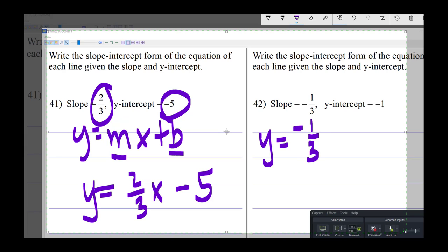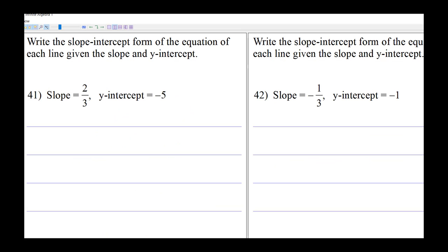Number 42, y equals, that's a negative 1/3. Make sure you pay attention to that. X and minus 1. And that is literally it for 41 through 48. So just keep doing that process.